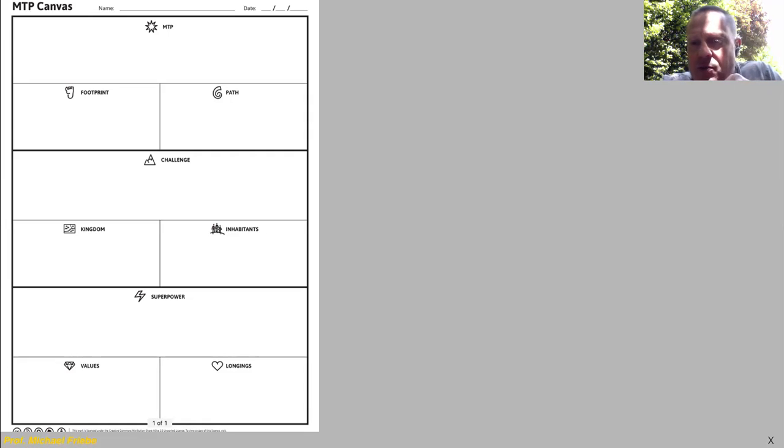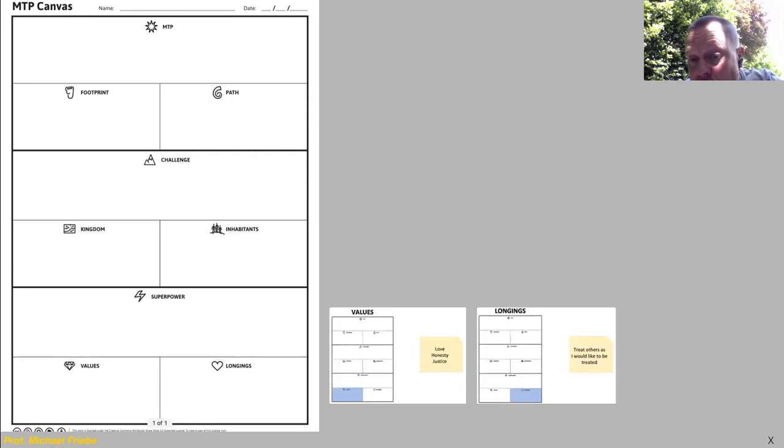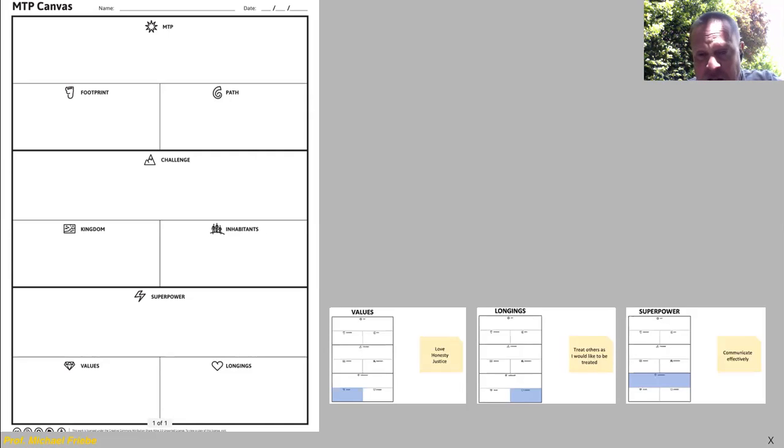So that's what then creates that MTP. So let's start at the bottom. You basically start from the bottom left, and zigzag your way up. First thing you would do, look at your values. So what is important to you in this case? Love, honesty, justice. What are you longing for? What is something that you really think is important? What you believe is something that should happen? Like treat others as I would like to be treated.